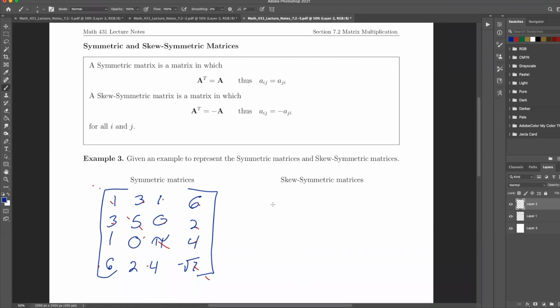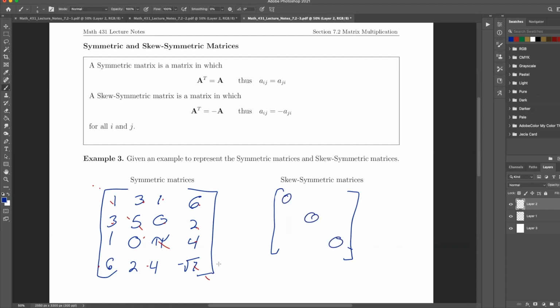For skew symmetric, let me ask you a question. What must be in the diagonals? Does anyone have a hint what that might be? Positive and negative numbers on one side. Yeah, you can have positive and negative numbers, but what must be in the diagonal is, oh, someone got it in chat. 0. Yeah, 0, because if I take the negative, I have to get back the same thing. The only thing that is its own negative is 0.